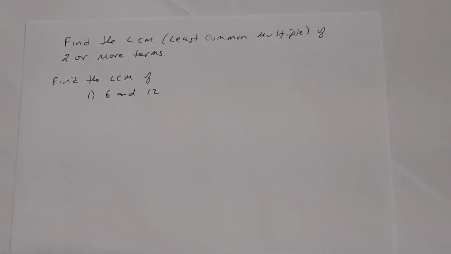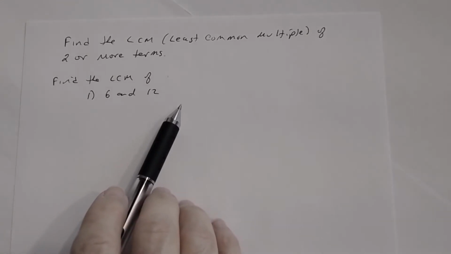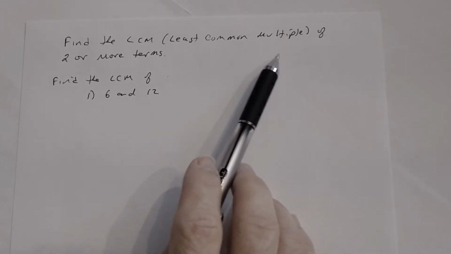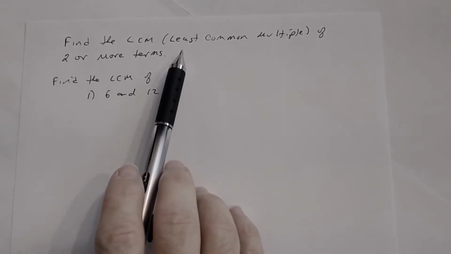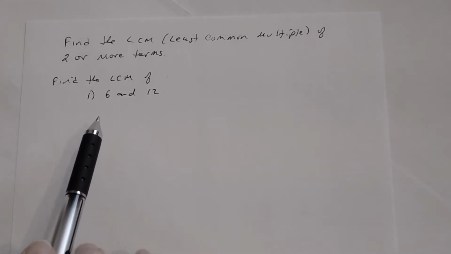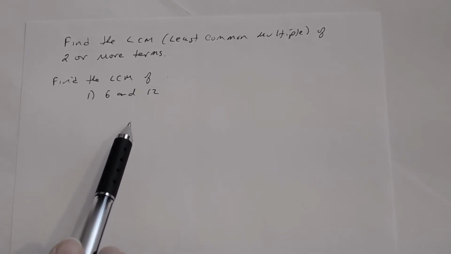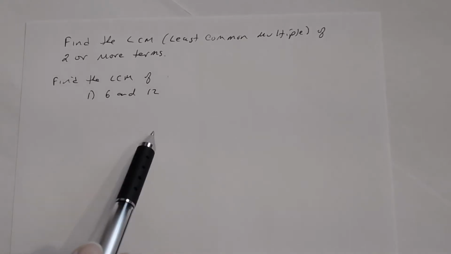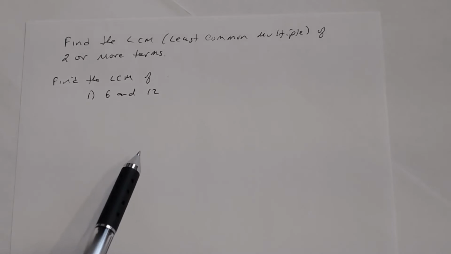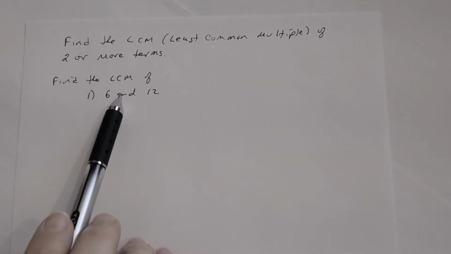If I look at 6 and 12, one way to find the least common multiple is to list the common multiples, and then you pick the one that's the least. The other way is to use prime factorization, which you did when we talked about greatest common factor. We're going to review greatest common factor in a little while, because some students get this and greatest common factor confused.